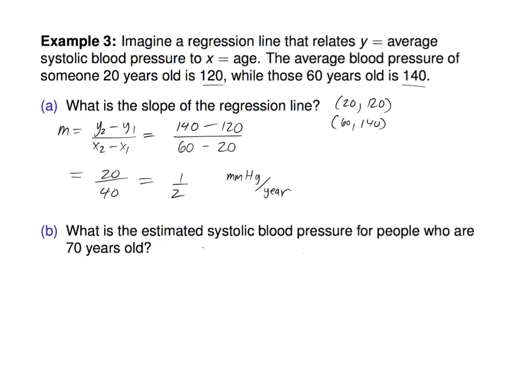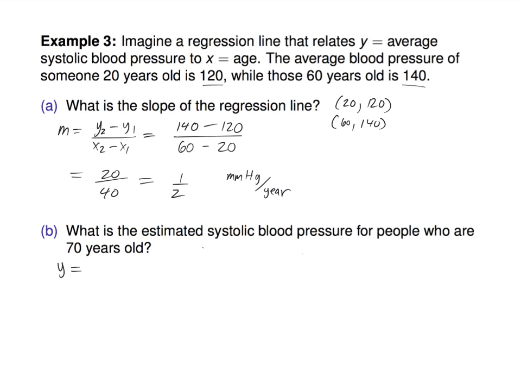Either way is fine. So it means as your age goes up by 1 year, your blood pressure goes up by a half of a unit. Or if your age goes up 2 years, your blood pressure goes up by 1 unit, right? Okay. Question B: what is the estimated systolic blood pressure for people who are 70? For that, I need the regression equation. I only have the slope, right?